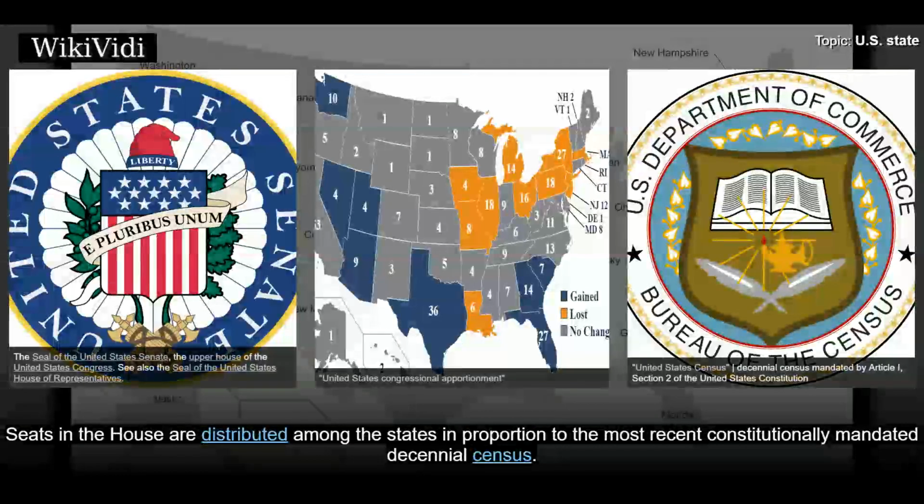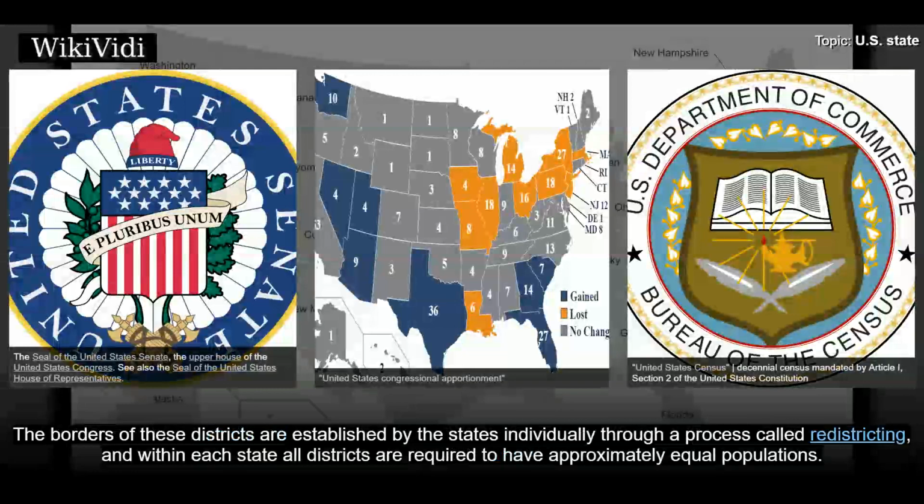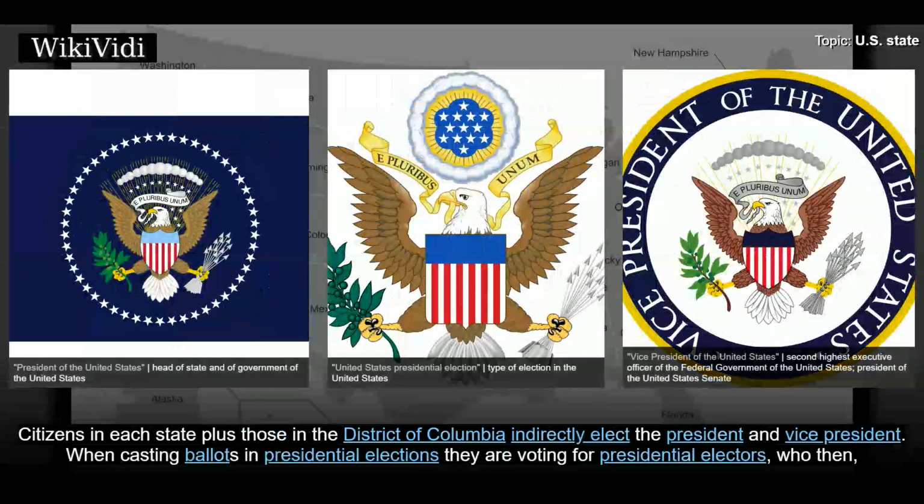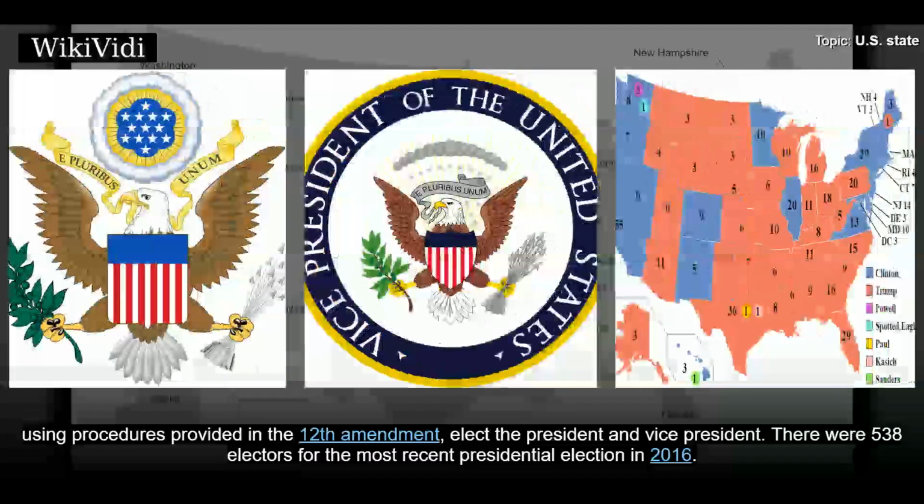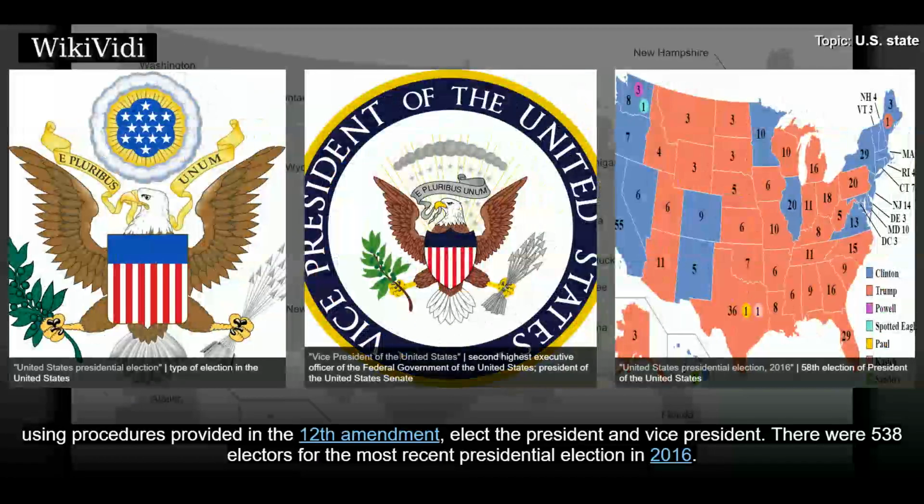Seats in the House are distributed among the states in proportion to the most recent constitutionally mandated decennial census. The borders of these districts are established by the states individually through a process called redistricting, and within each state all districts are required to have approximately equal populations. Citizens in each state plus those in the District of Columbia indirectly elect the president and vice president. When casting ballots in presidential elections, they are voting for presidential electors, who then, using procedures provided in the 12th Amendment, elect the president and vice president.